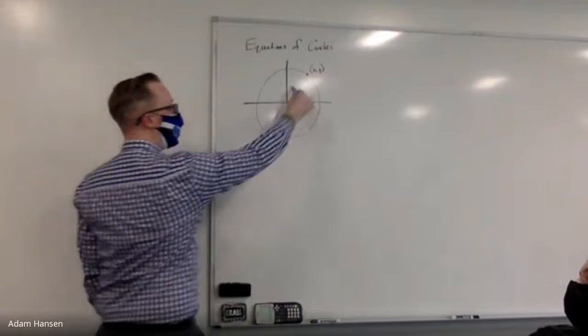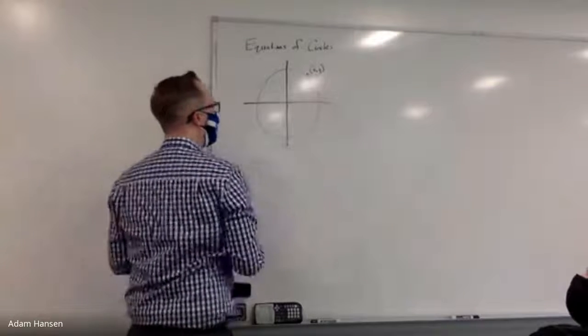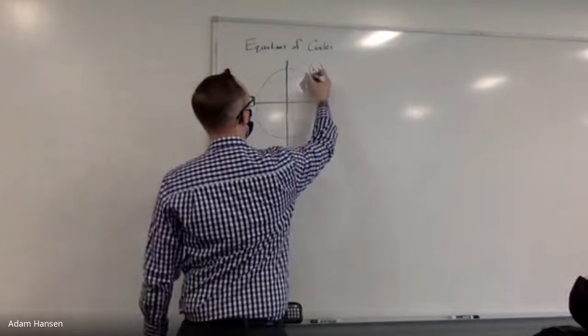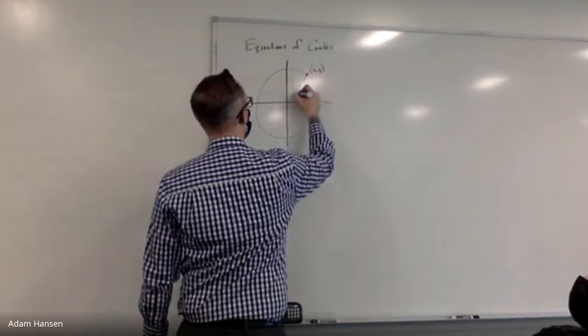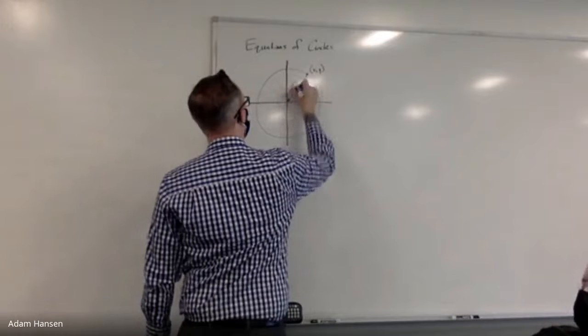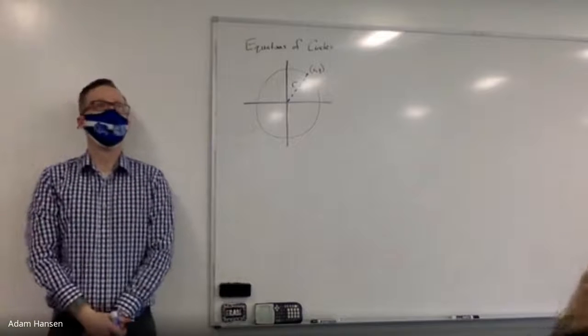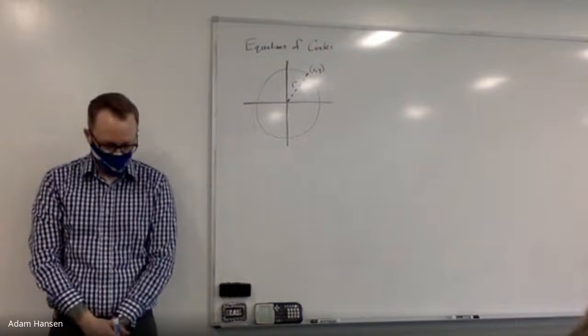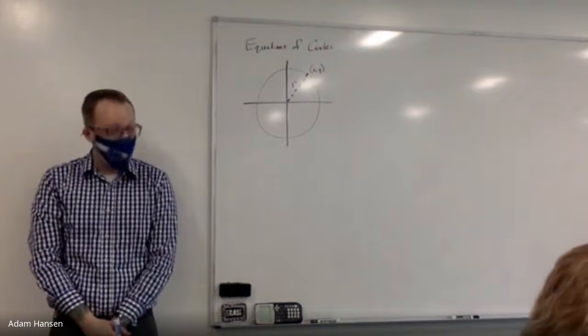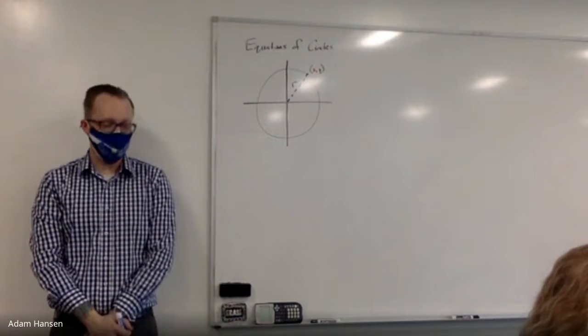From the center to the edge of the circle, that's what's known as the radius. So I'm going to draw that radius in. Label it R. I need to come up with a way to write the equation of the circle.